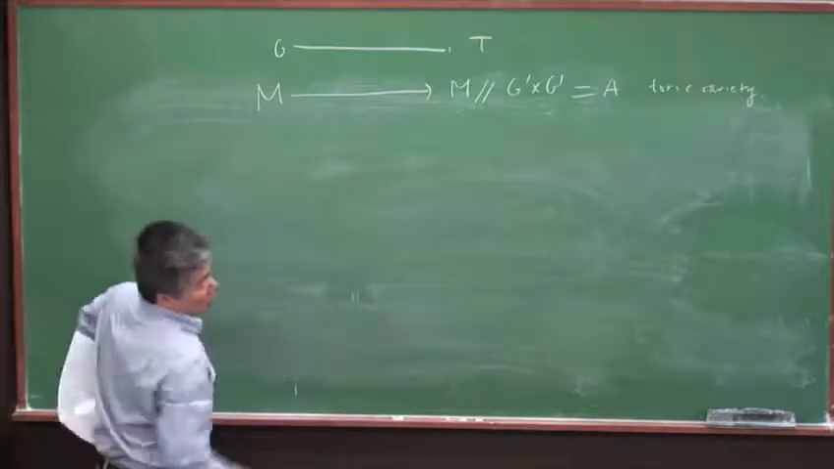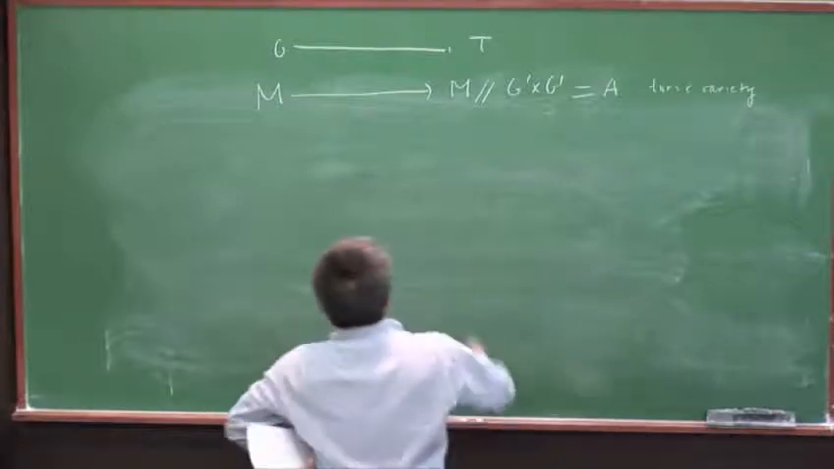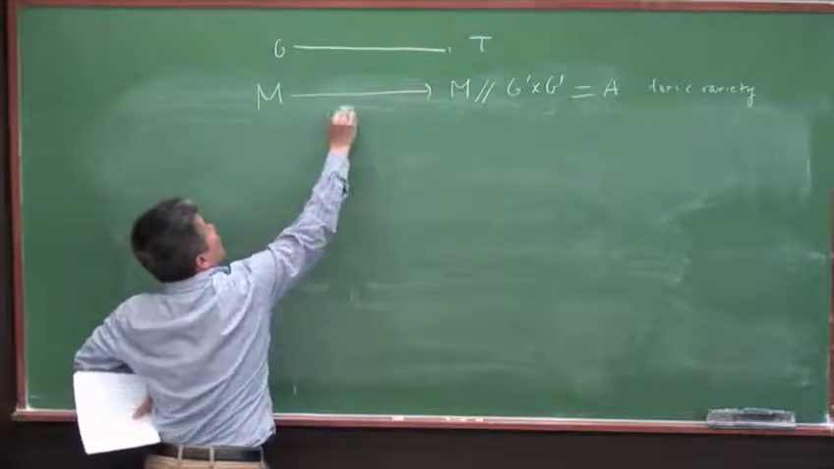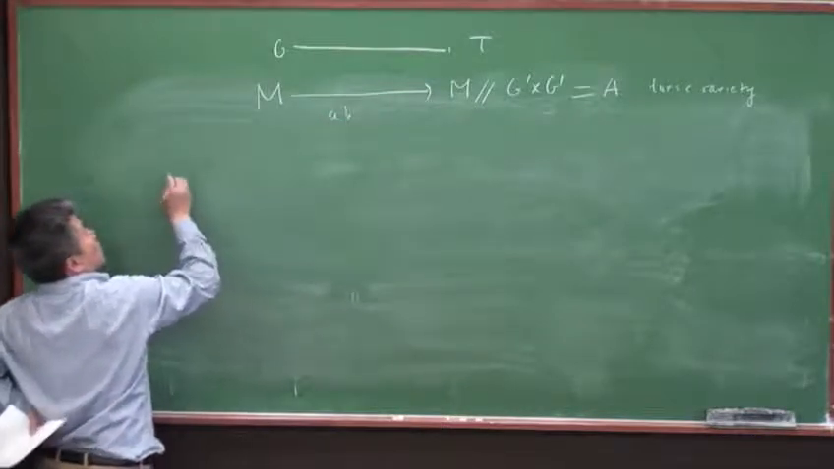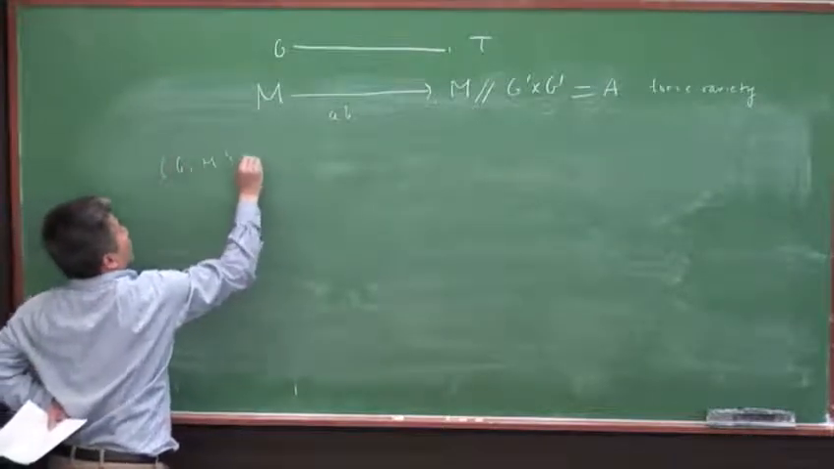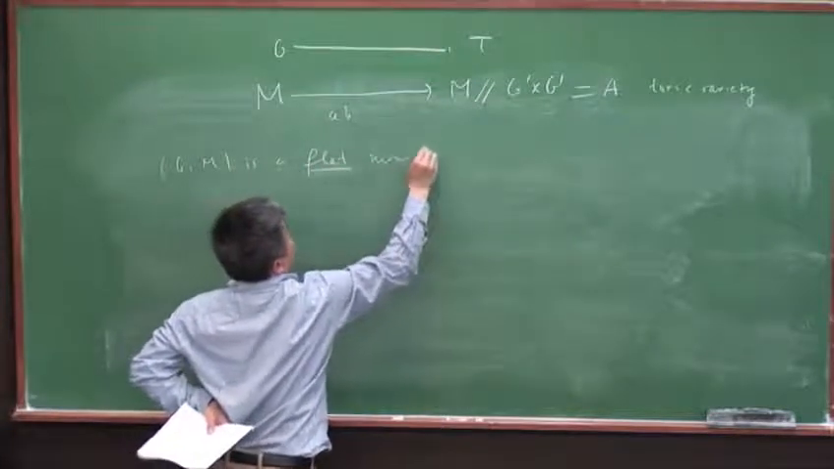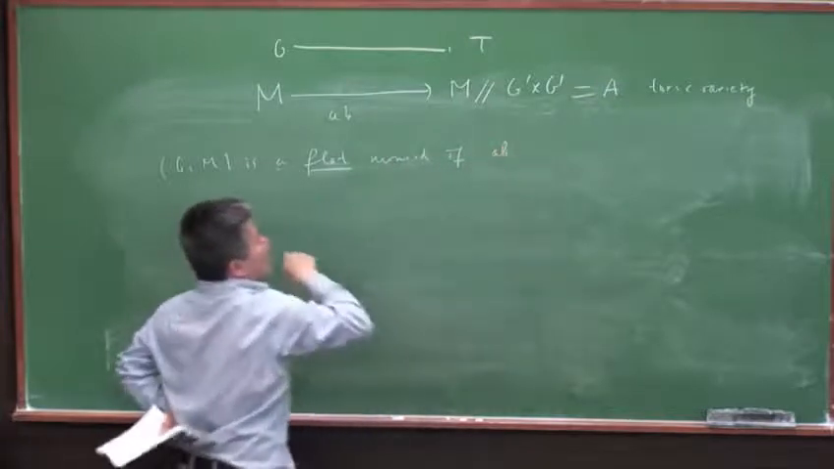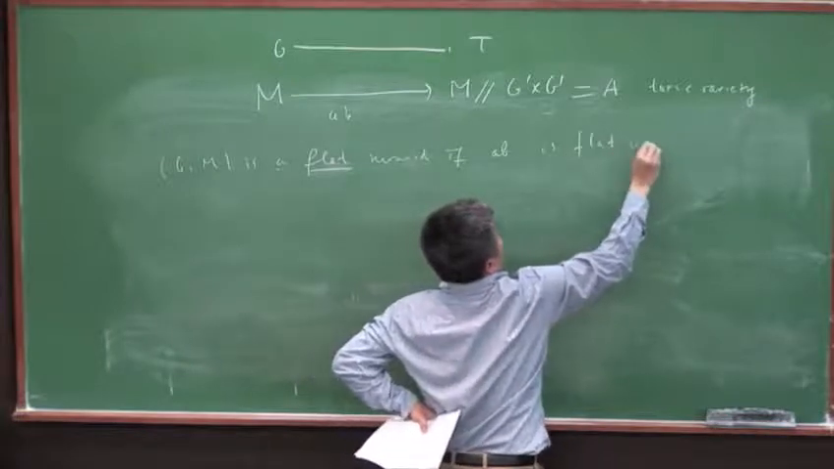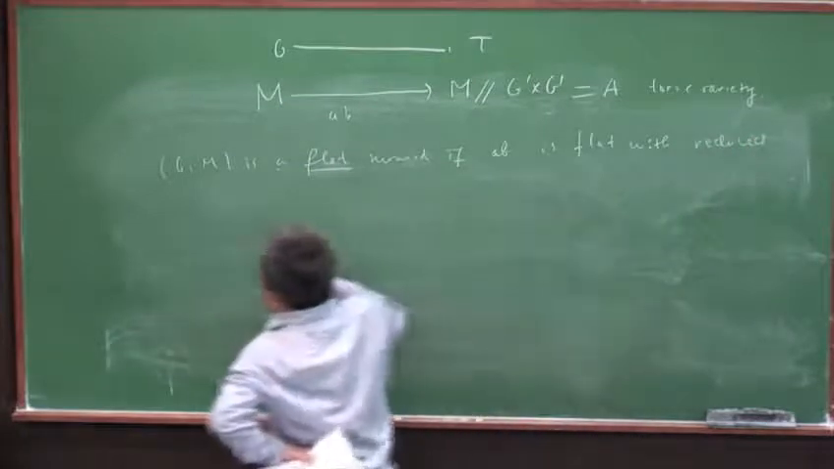And the nice category of monoids is those for which this map is flat. So it's a good abelianization map. So M is a flat monoid. The abelianization map is flat with reduced geometric fibers.